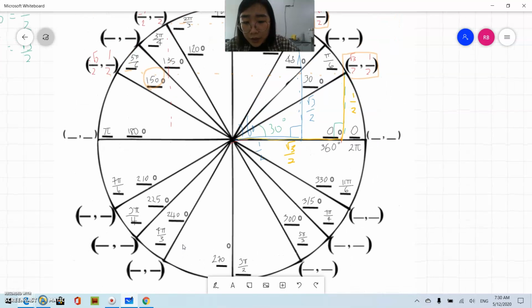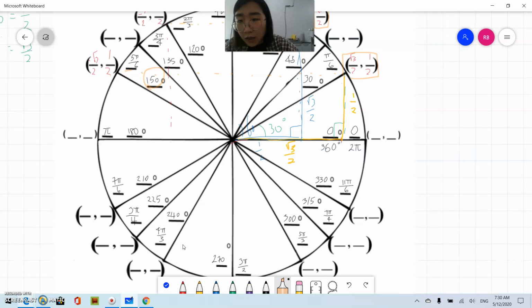So third quadrant, if I draw a line like this for the 210 degrees, you can see that 150 degrees and 210 degrees has the same x value, right? Same x value, so it's a negative square root of 3 over 2. And the y value will be now negated because it's in the third quadrant. So both x and y values are negative in the third quadrant.